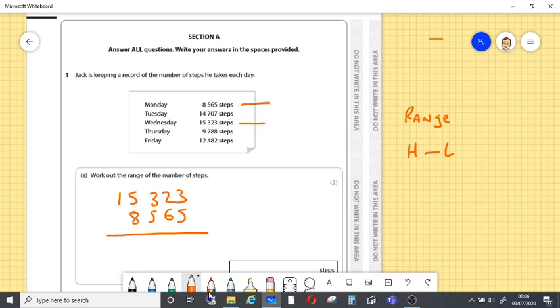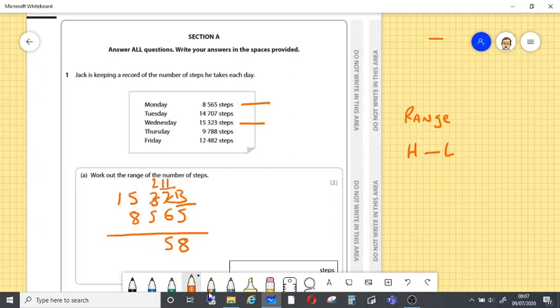So 3 take away 5 I can't do, so I'm going to have to borrow 1 from this 2. That will be changed to a 1, and I'll put my 1 here, which then makes 13 take away 5, and that leaves me with an answer of 8. Next column, 1 take away 6. Again, I can't do that, so I'll borrow 1 from this 3 and change that to a 2. Put my 1 next to the value, so now we're looking at 11. 11 take away 6 leaves us with 5.